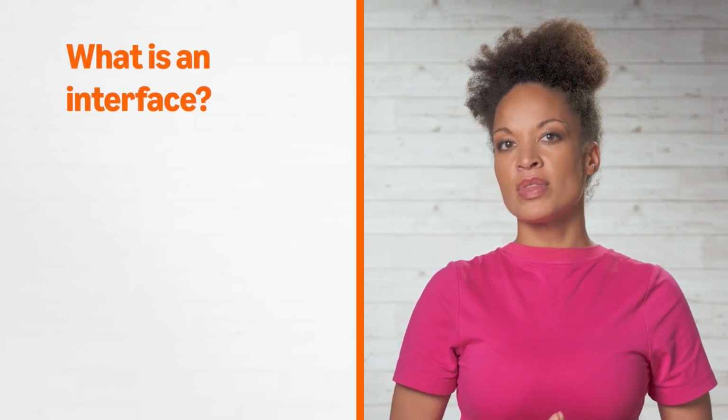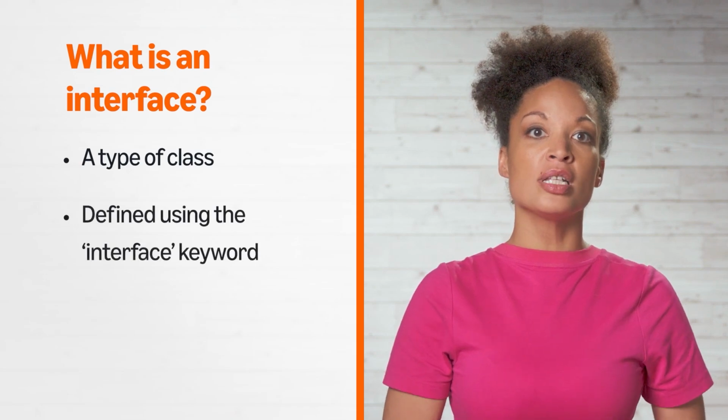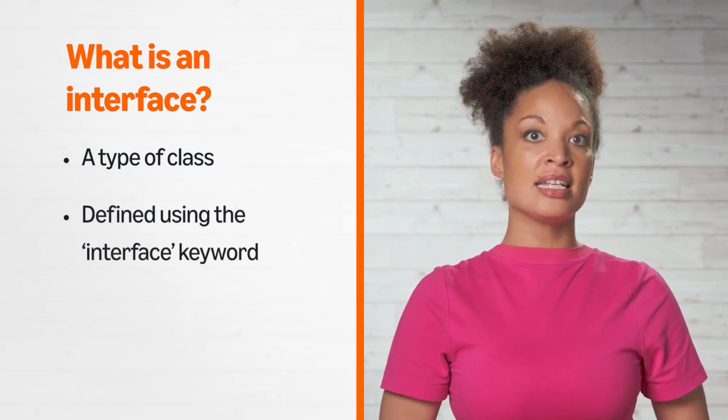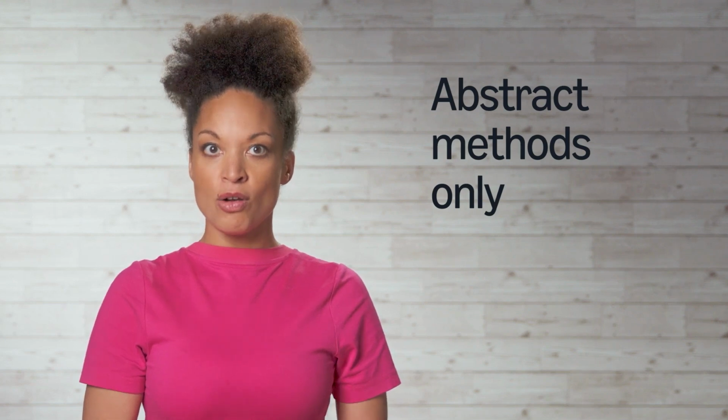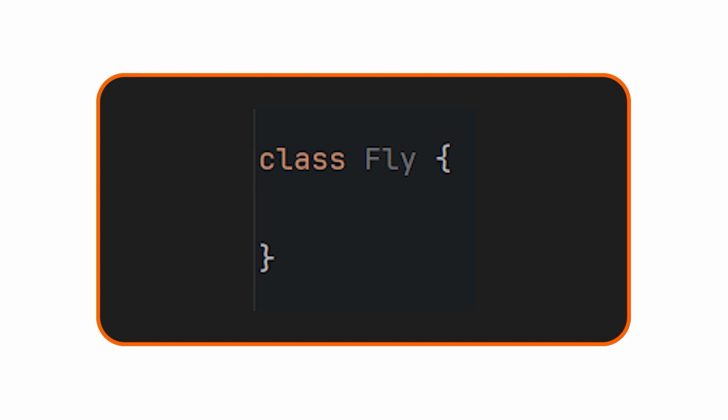In this video, you'll explore how interfaces allow us to implement multiple inheritance in Java. But what exactly is an interface? An interface in Java is a type of class that's defined using the keyword interface instead of class. But there's a twist. Unlike classes, interfaces can only have abstract methods, which means these methods don't have any code inside them. Let's code an interface.